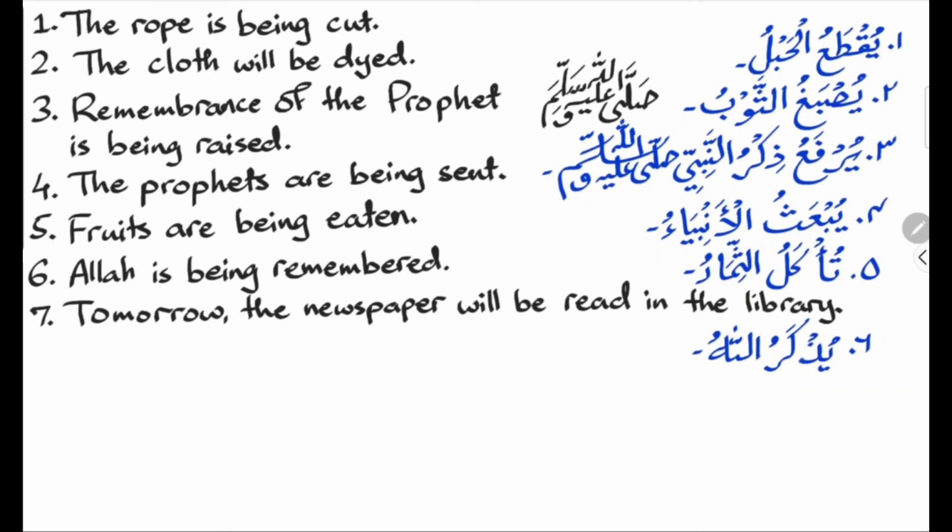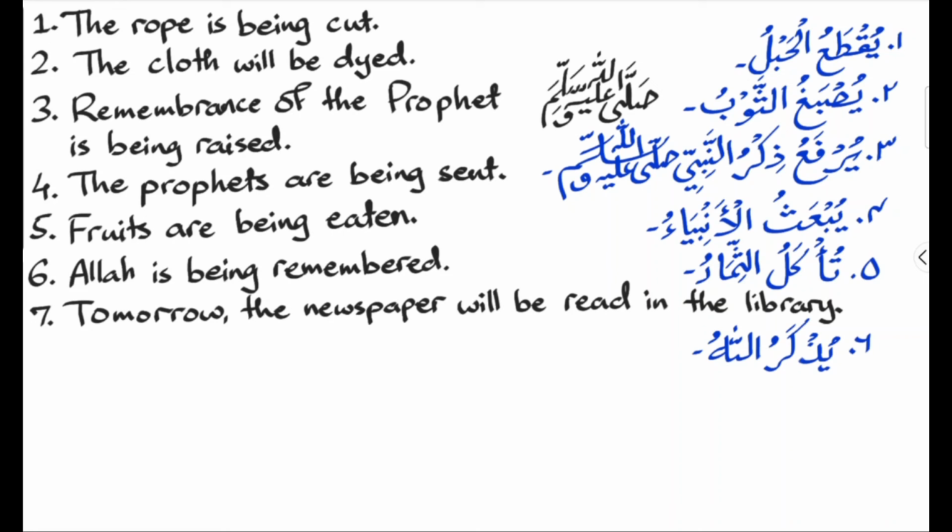Number 7 is tomorrow the newspaper will be read in the library. Now, as I told you before, any word that denotes time, such as tomorrow, yesterday, today, etc., all of those come all the way in the end. So you have to worry about them all the way in the end. The first thing you're going to focus on is the fi'l, which is will be read. Read in Arabic is qara'a. Will be read is yuqra'u.